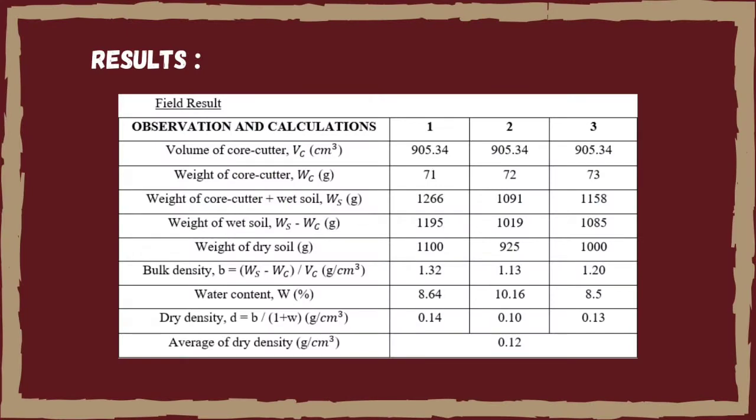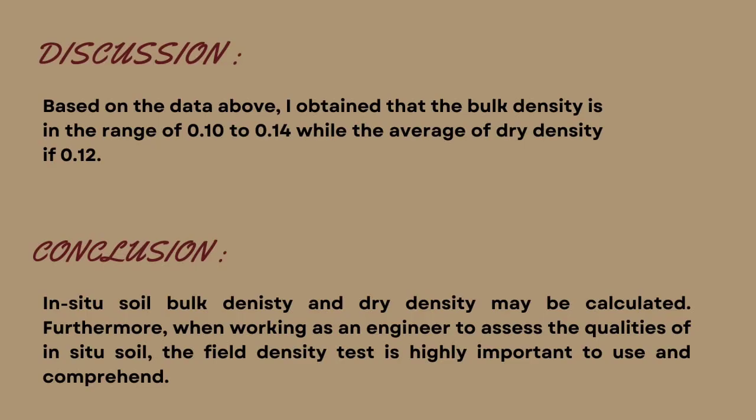So this is the result for this experiment. The discussion. Based on the data above, I obtained that the bulk density is in the range of 0.10 to 0.14, while the average of dry density is 0.12. The conclusion is in situ soil bulk density and dry density may be calculated. Furthermore, when working as an engineer to assess the qualities of in situ soil, the field density test is highly important to use and comprehend.